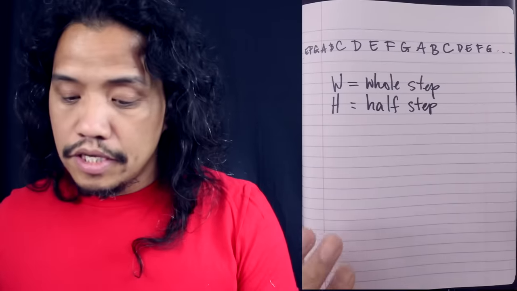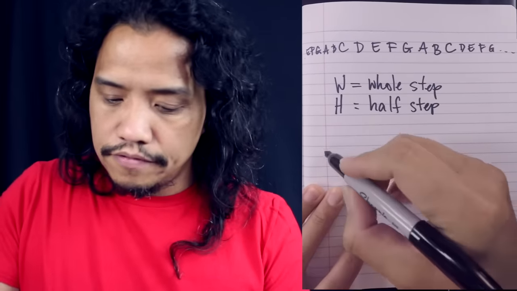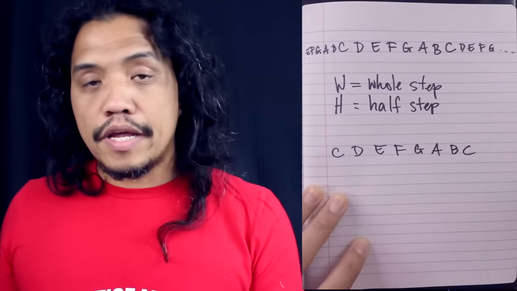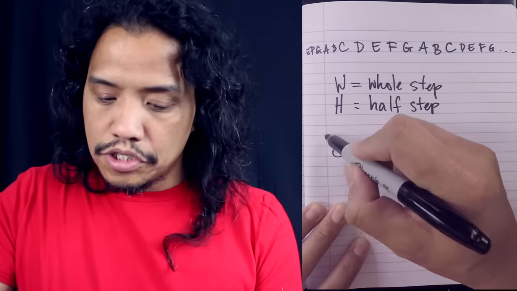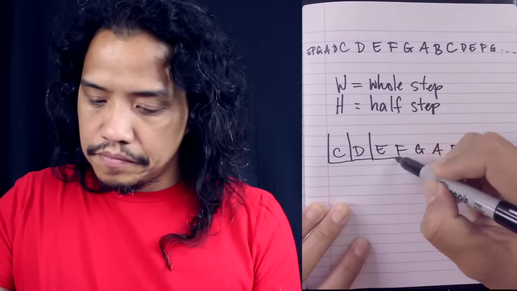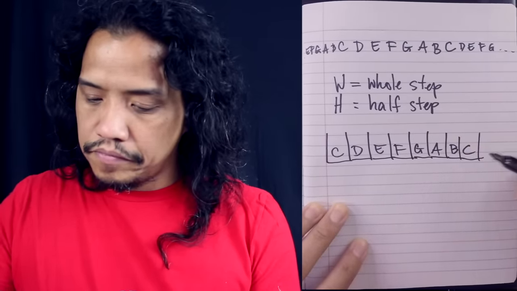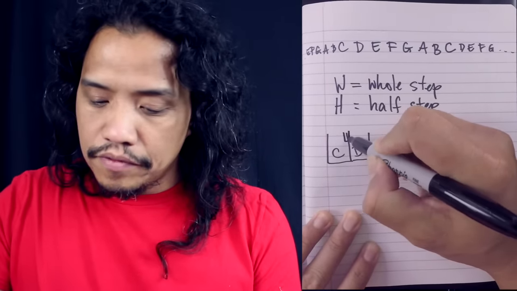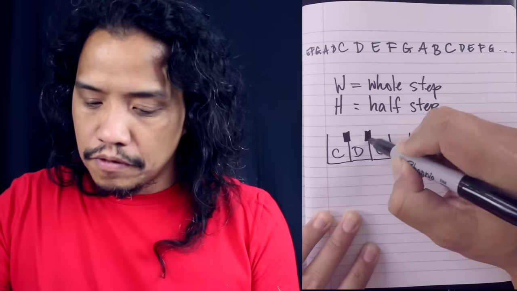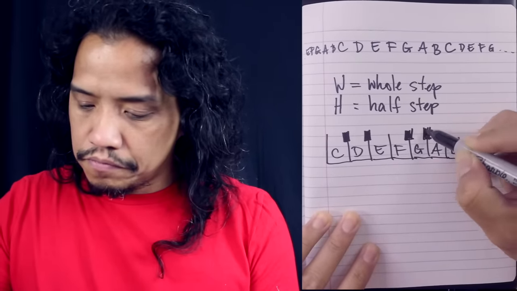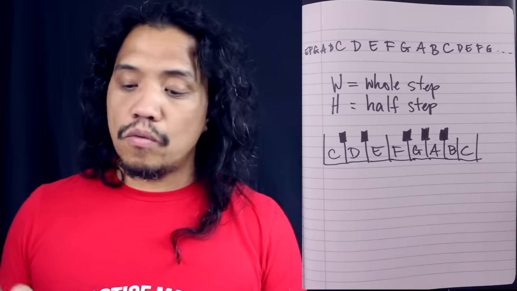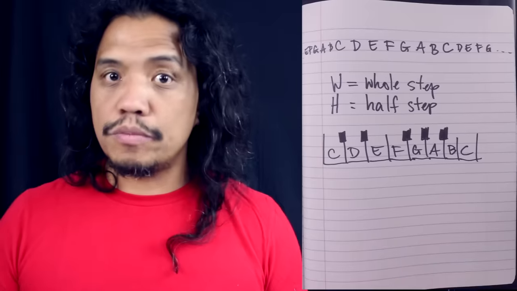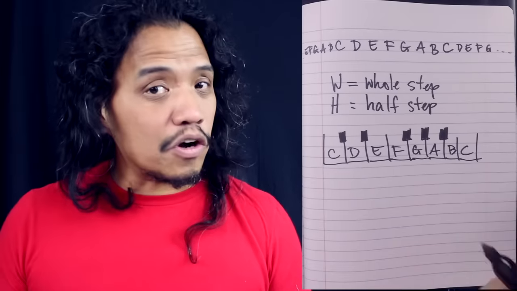Now, if we lay out the musical alphabet again in just 1 octave, so we have C, D, E, F, G, A, B, C. And let's think of this in terms of piano keys. Okay. Now, a musical keyboard has white keys and black keys, right? So some notes will have a black key in between them, like so. And this is how Western pitch is divided. Now, to get from one note to the next, we move in terms of steps. So it's either a whole step or a half step.